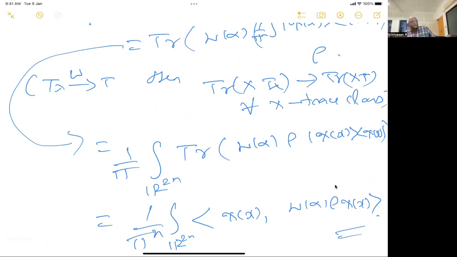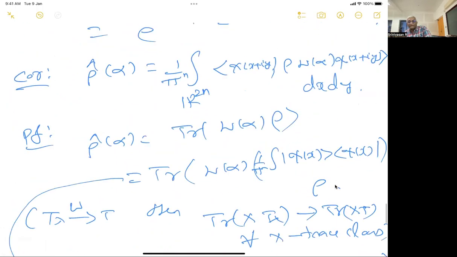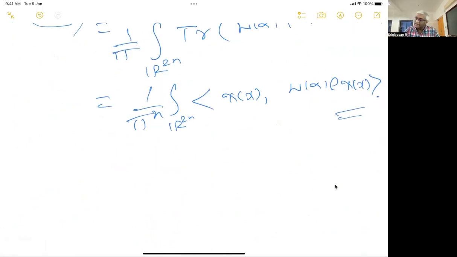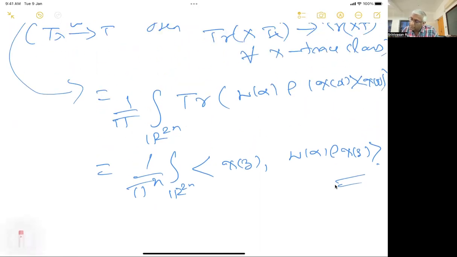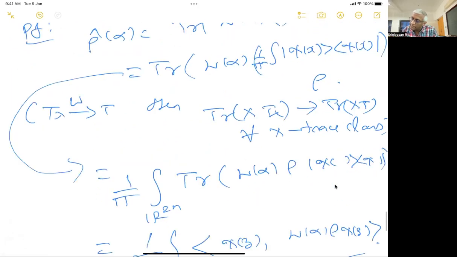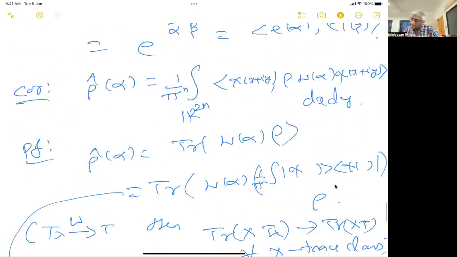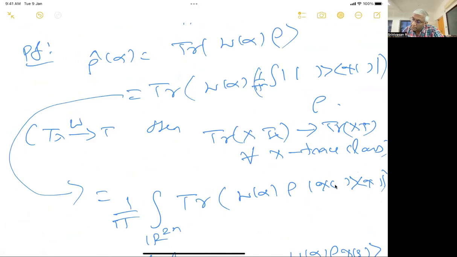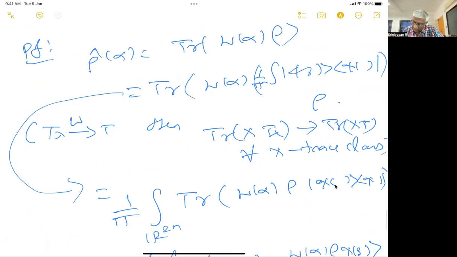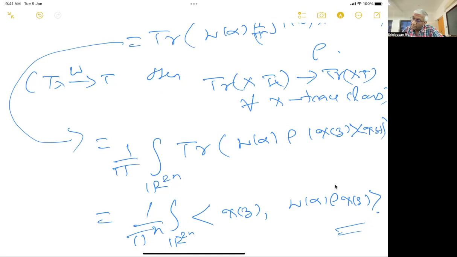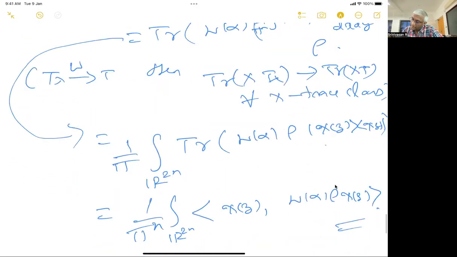So this is what we will use. If you want to compute the characteristic function, this is rho hat of alpha. Rho hat of alpha is exactly this. And this is dx dy. Maybe I should use z here. All these places it should be z. And dz, then dx dy.